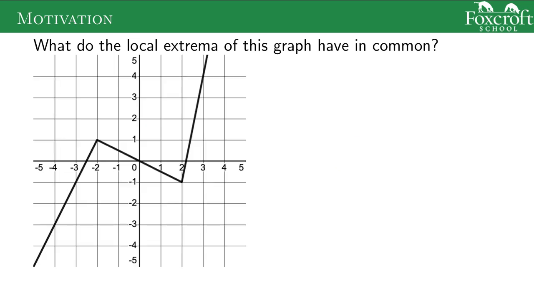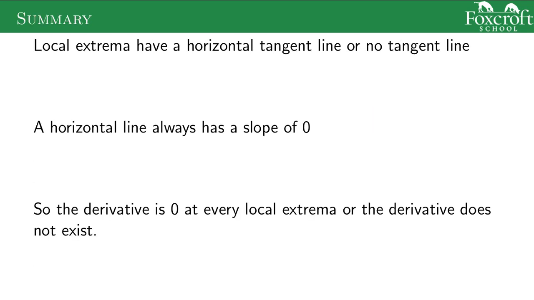What about this example? We have, again, a local max there and a local min there. But what do these have in common in terms of the derivative? Well, I kind of covered it up with the dots, but both of these have a sharp corner, a cusp. And we know at a cusp, the derivative does not exist. So in the previous example, they all had horizontal tangents. In this example, the derivative does not exist. And these are actually the only two possibilities that can happen at our local extrema. Local extrema have a horizontal tangent line or no tangent line. That just means the derivative does not exist.